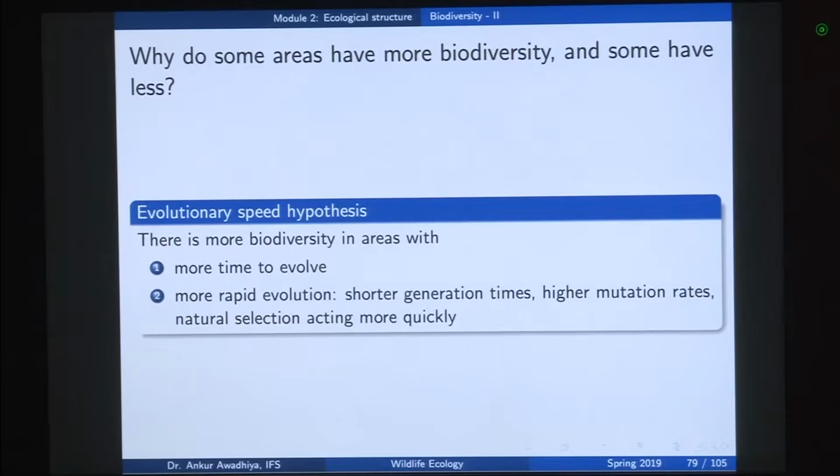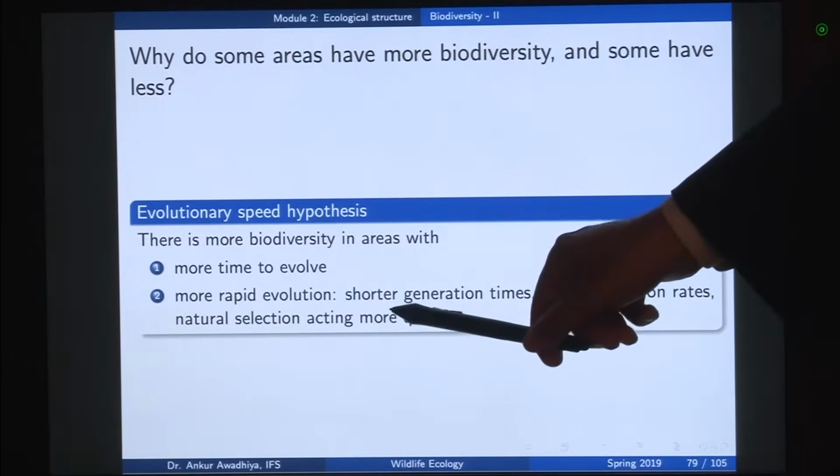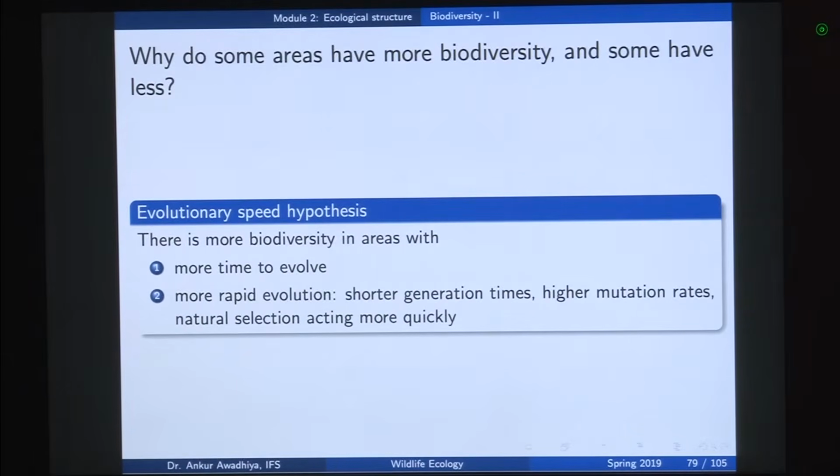So, now if you have a shorter generation time, so if you have, say, just 100,000 years for evolution, and if the species are such that they have shorter generation time, so they will be having more number of generations, and so there would be a more rapid evolution. So, we will start observing differences in the populations with the time.